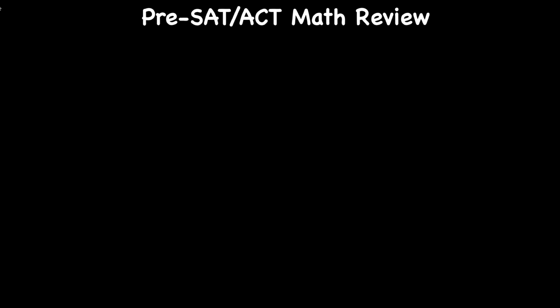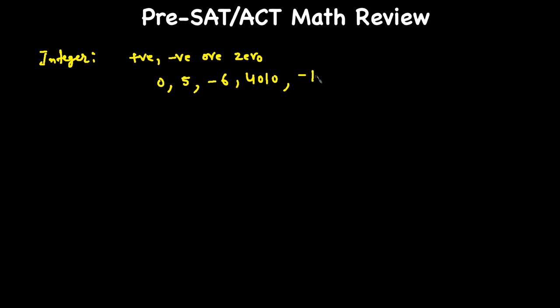So an integer is a whole number that can be positive, negative, or zero. For example, let me write down first. I'm gonna start with the integer. It is a whole number, not a fraction, and it can be positive, negative, or zero. Okay, and examples are, let's say, 0, 5, negative 6. Let's say if I got 4010, negative 15. So these are examples of integers.